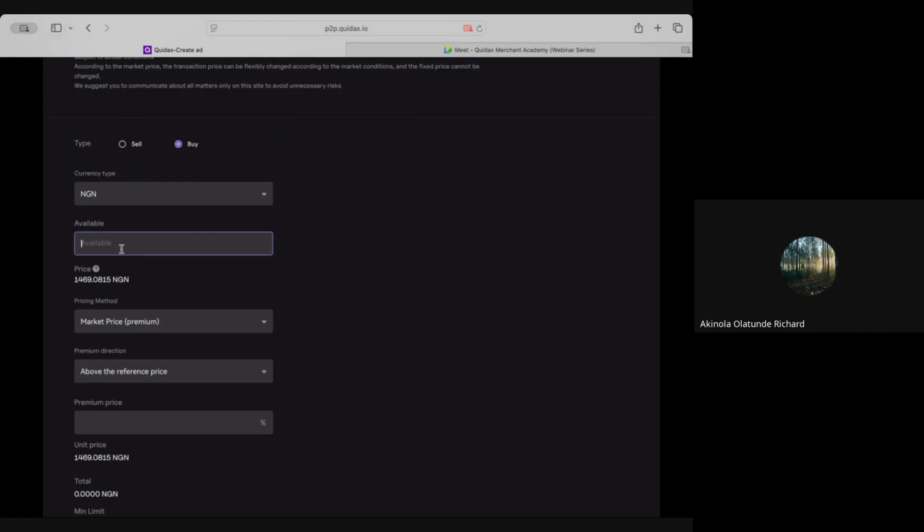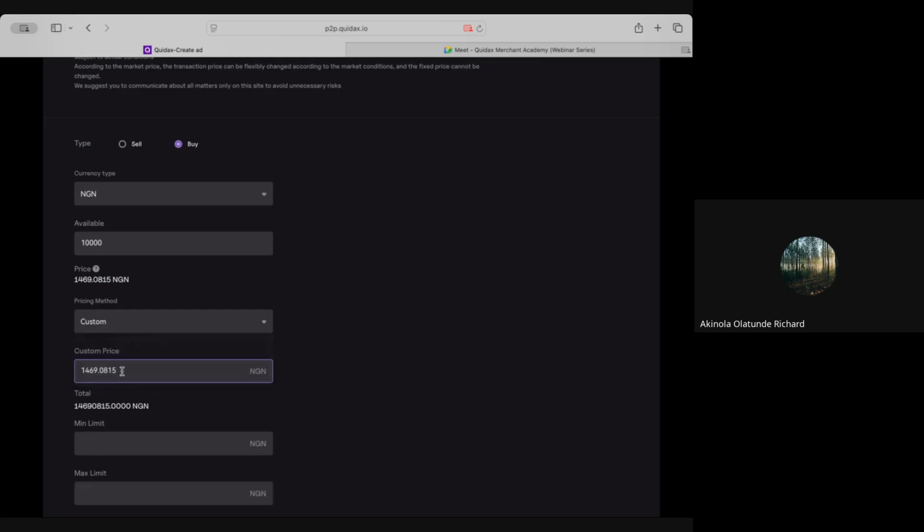Available, just put $10,000. It's always advisable to use custom whenever you're setting an advert so that your advert will not be going up and down with the current Quidax market price. Because you want to be in control of the price, you're advised to click on custom. The rate today so far has been between 1485 and 1480. So let's assume you want to do 1481.